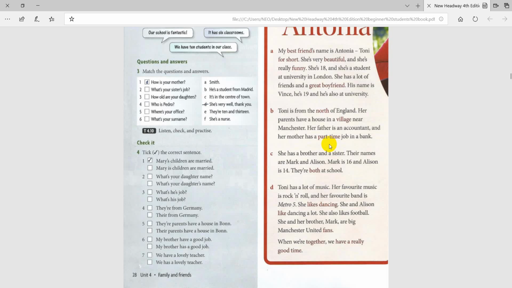She has a brother and a sister. Their names are Mark and Allison. Mark and Allison are Antonia's siblings. Mark is 16, Allison is 14. They are both at school.